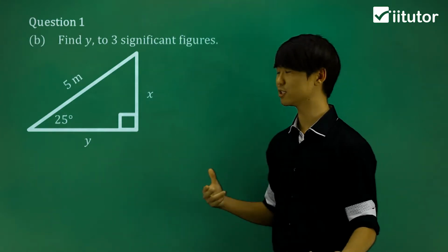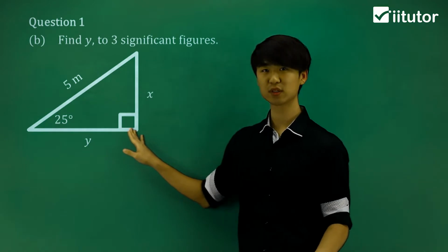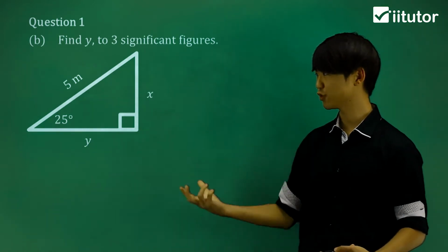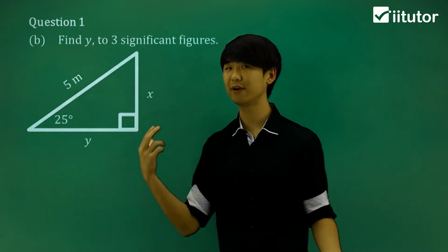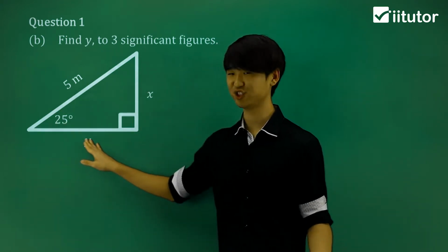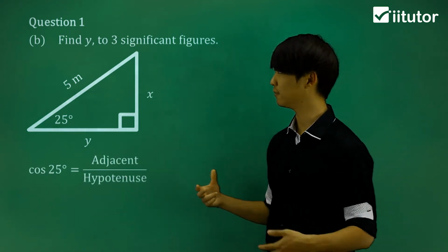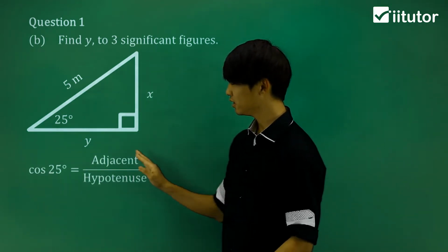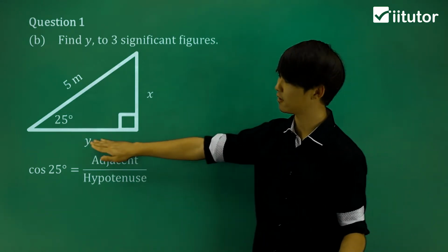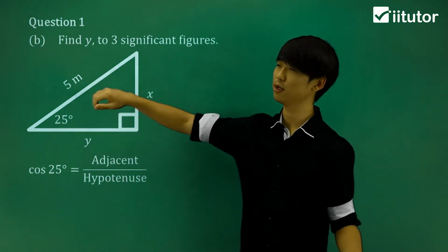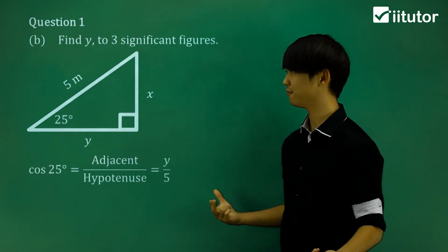Now in part B, let's try to find y. Now y is this one. I want you to think about which trigonometric ratio we want to use now. We have y here, which means we're going to have to involve the adjacent side somehow. The one I'm going to choose is cosine. So cos 25 is equal to adjacent over hypotenuse. Adjacent is the one we want to find, and hypotenuse we already know is 5 meters. So cos 25 equals y on 5.